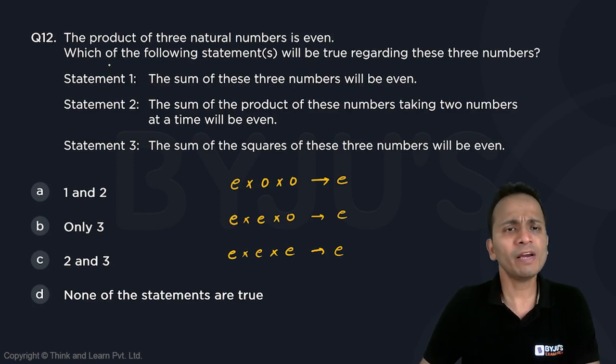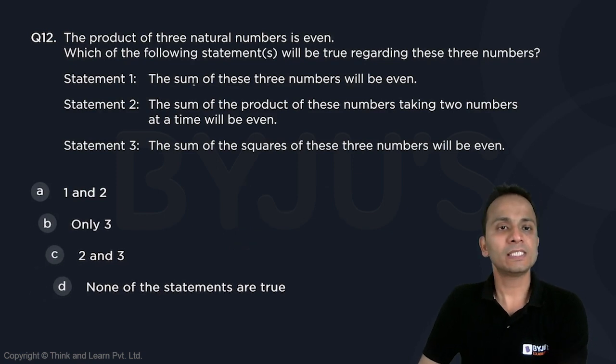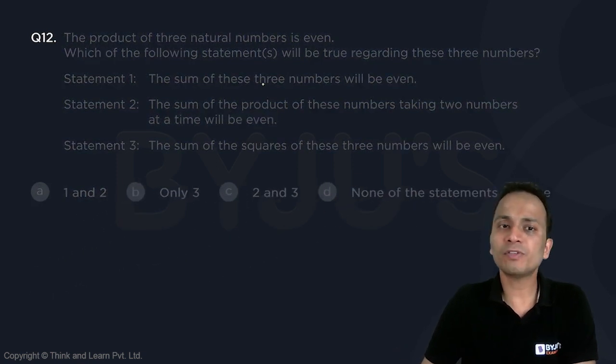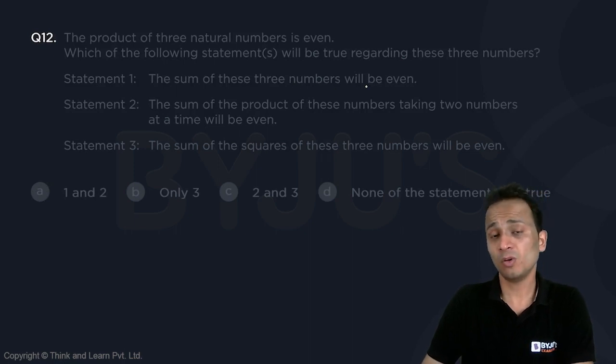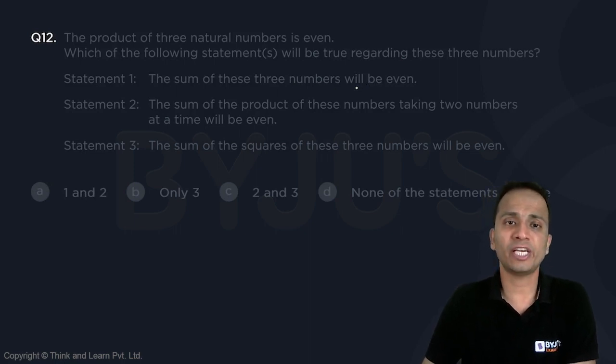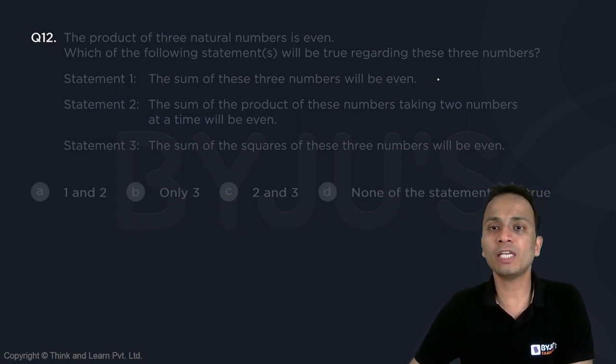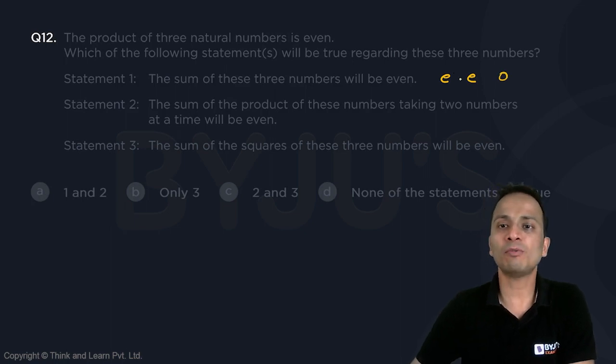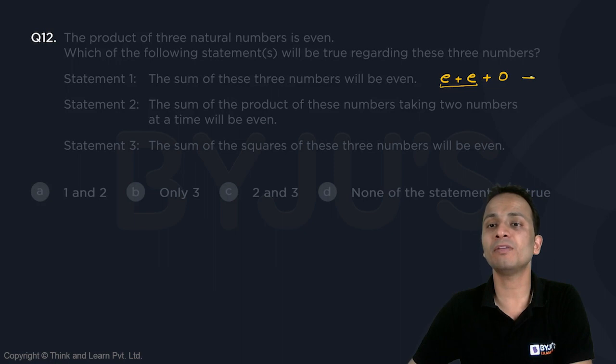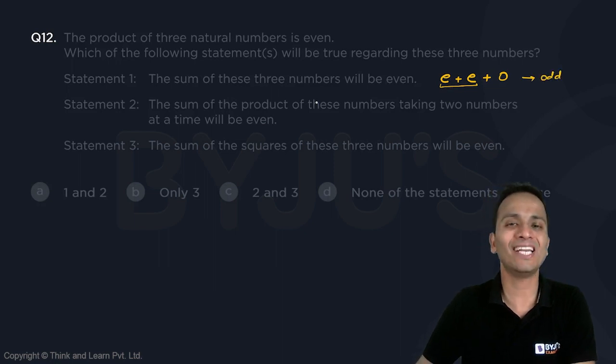Okay. Now we have to find out which of the following statements will be true regarding these three numbers. Statement number one. The sum of these three numbers will be even. Will it always be true? So let's check it out. If I consider the second scenario, one of the numbers is even, the other number is also even, and the third number is odd. So the sum of these three numbers, now even plus even will be even, but if I add an odd number to an even number, the final sum will be an odd number.